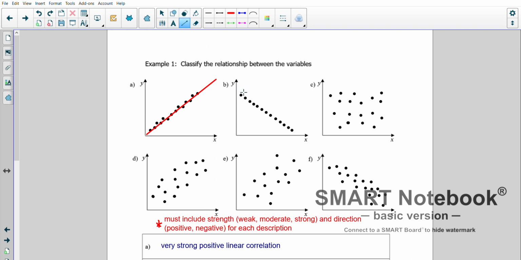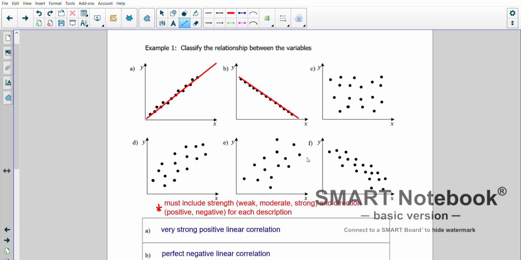The next one we have here, if you notice, if I were to draw a line of best fit, all the points go on the line of best fit. So that means that this is a perfect negative linear correlation. As x increases by a specific amount, y is decreasing by a constant amount.